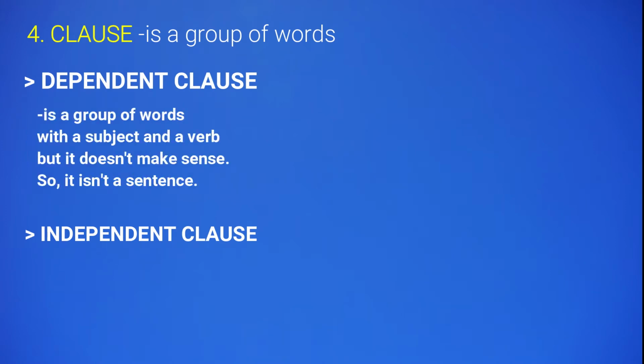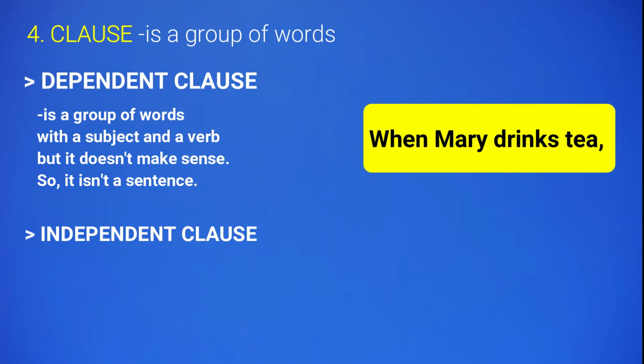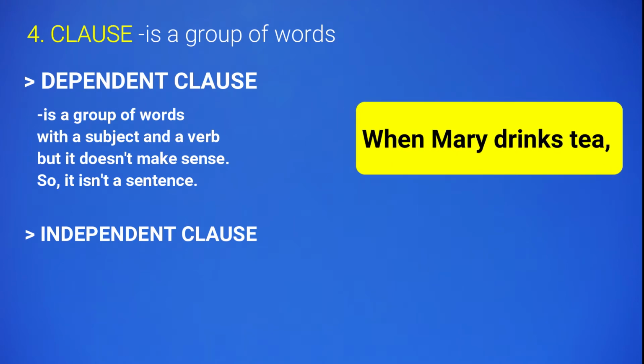A dependent clause is a group of words with a subject and a verb, but it doesn't make sense, so it is not a sentence. For example, when Mary drinks tea. When Mary drinks tea is a group of words. The subject is Mary, the verb is drinks, and tea is the object. Although it has a subject and a verb, it doesn't make sense. You do not understand it, so it isn't a sentence.